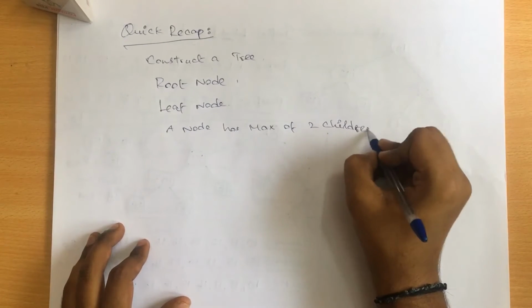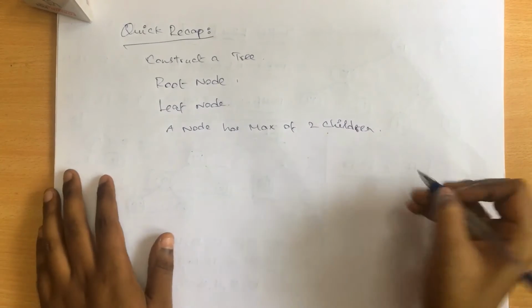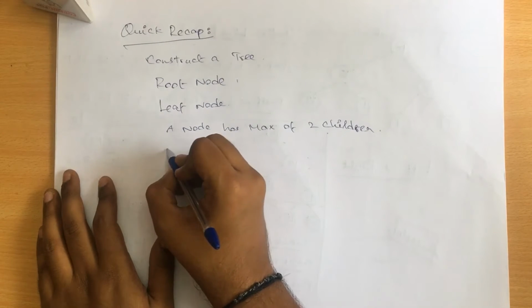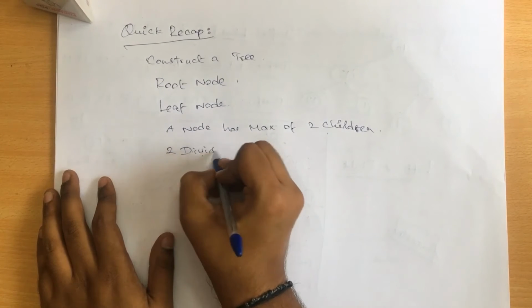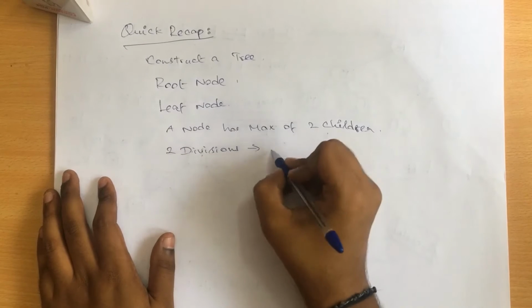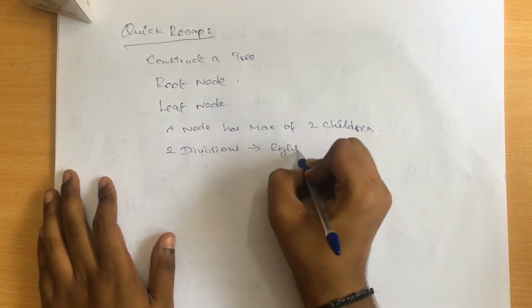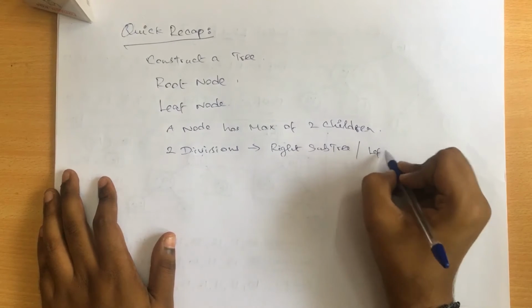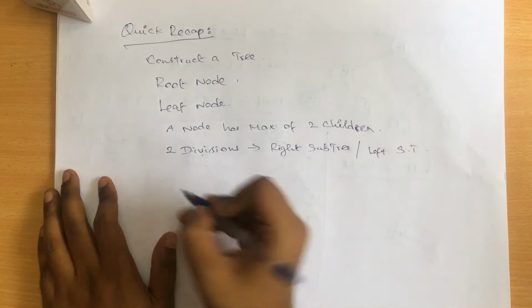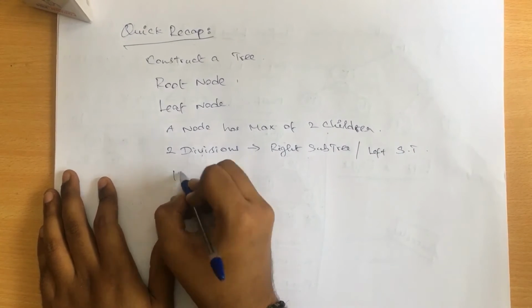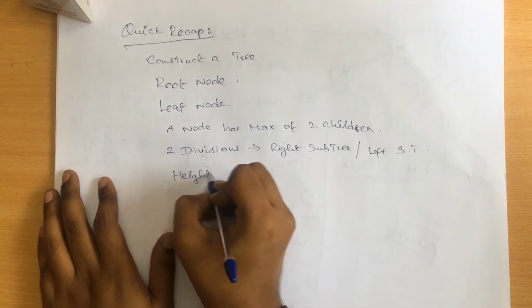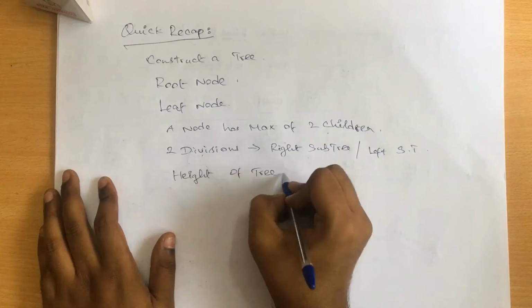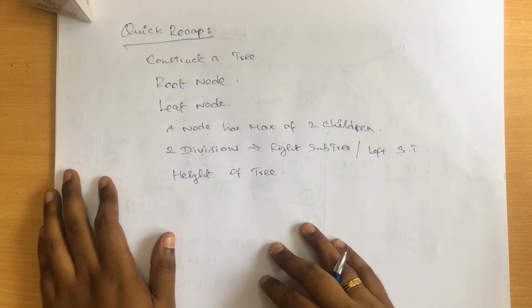In the same way, we also learned that a tree has 2 divisions. The two divisions are nothing but the right subtree as well as the left subtree. We have also learned about the height of the tree and finding the leaf nodes and so on.